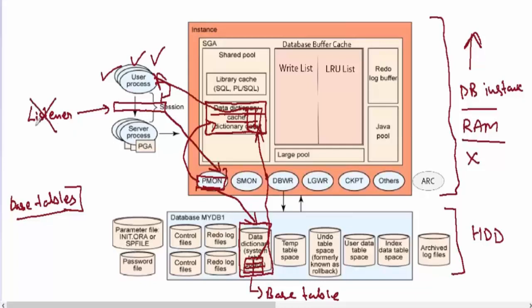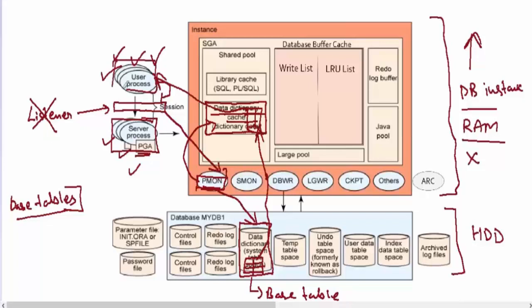The listener will be removed. There will be a PGA, and there will be a server process which is created on the server side. Now this server process and private global area are responsible for executing whatever the user sends from the user machine to the server. So this is like a friend of the user process.